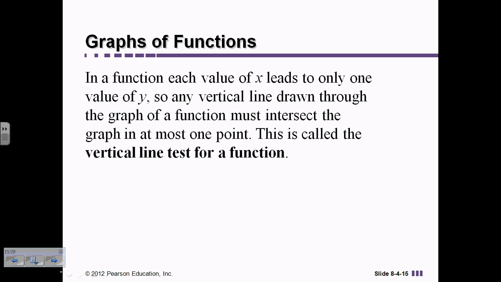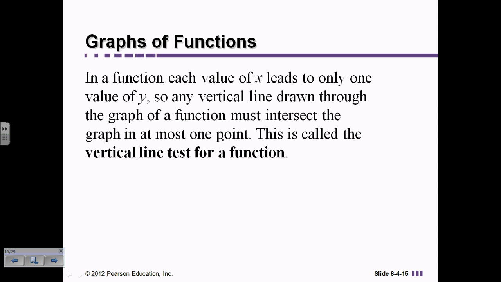So another way of determining whether a graph is a function is to look at the actual graph. I think I said that wrong. The only way to determine whether a graph is a function is to look at the graph. We can go through and get ordered pairs, but this is an easy way to do it.